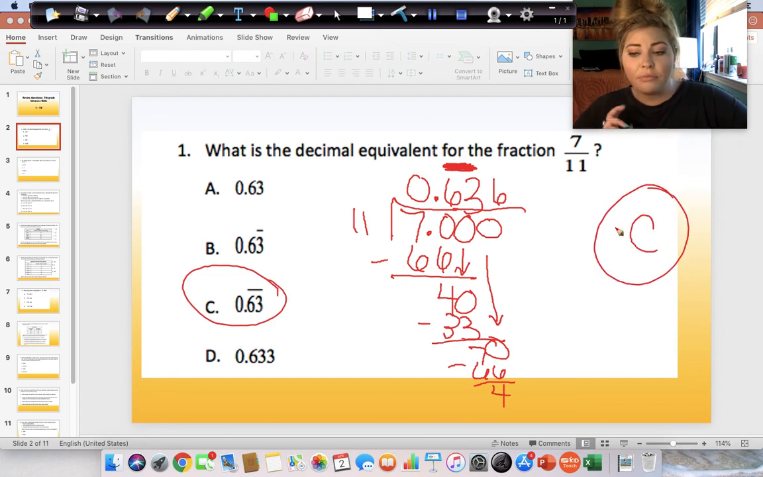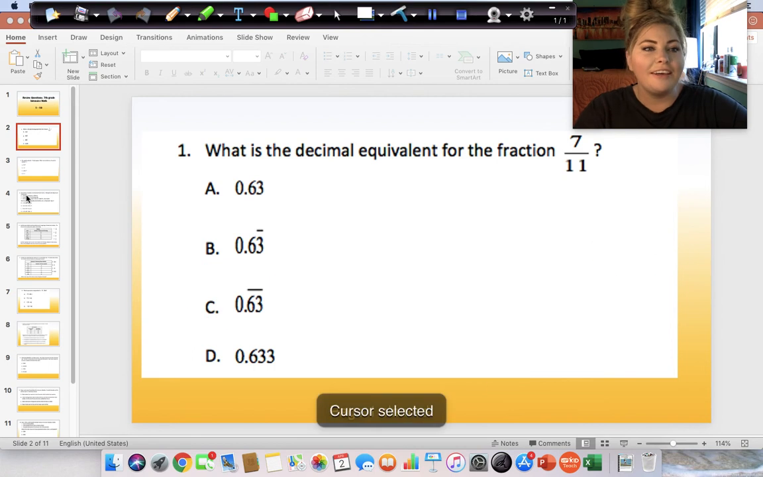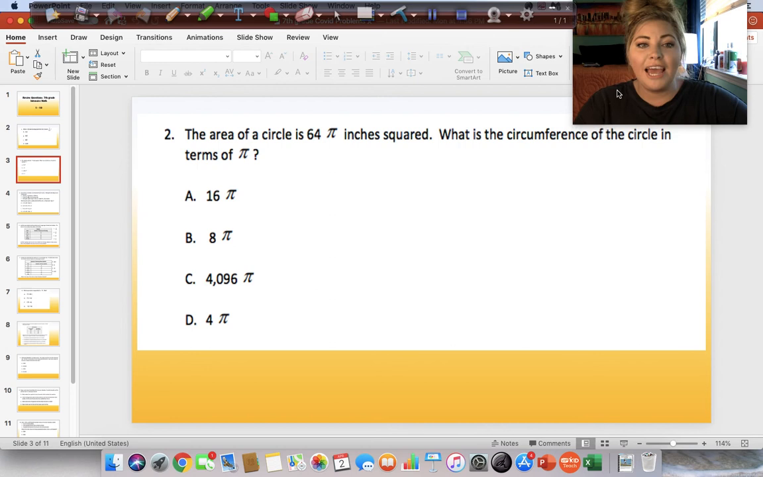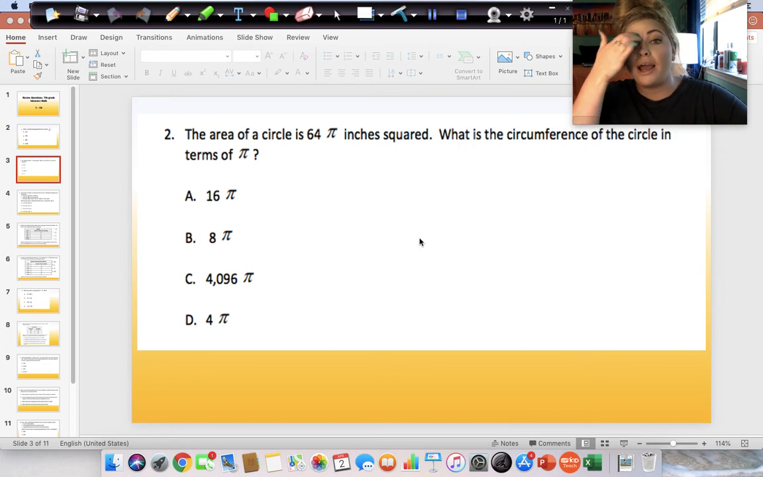Now, this is if you were not allowed to use a calculator on this problem, and if we were doing the FSA and they had this problem on there, this would probably be on one of those days where you weren't allowed to use your calculator. But, of course, if you were allowed to use your calculator, you would just put in 7 divided by 11 in your calculator and press the equal sign. Easy as that. Okay. Question number 2, it says the area of a circle is 64 pi inches squared.